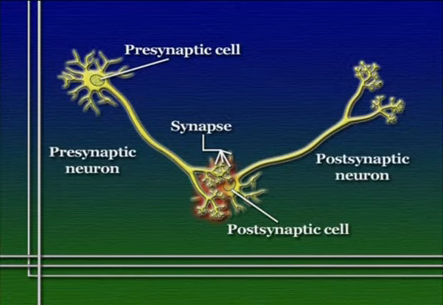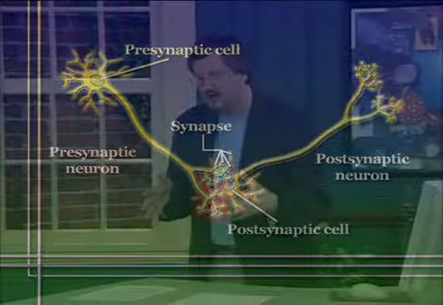Now, given that the action potential is an electric signal, you might guess that a synapse is a specialized structure that allows the depolarization that's occurring in one cell to just pass directly into an adjacent cell. And indeed, there are some kinds of synapses that work this way. We call these electrical synapses.